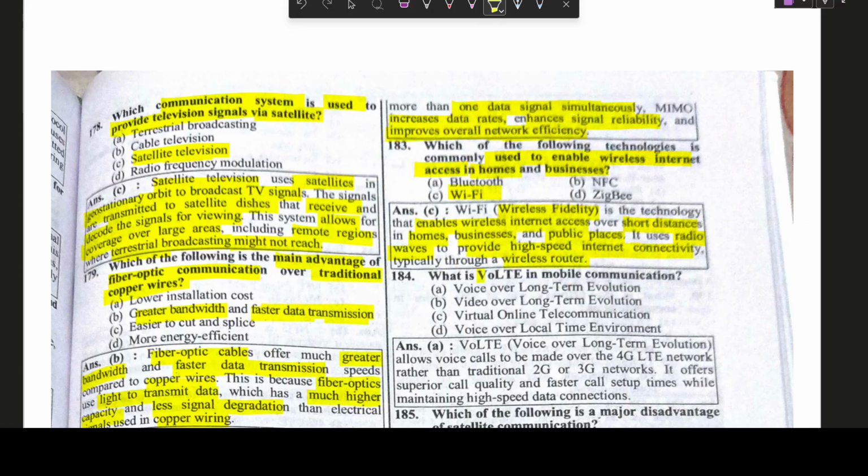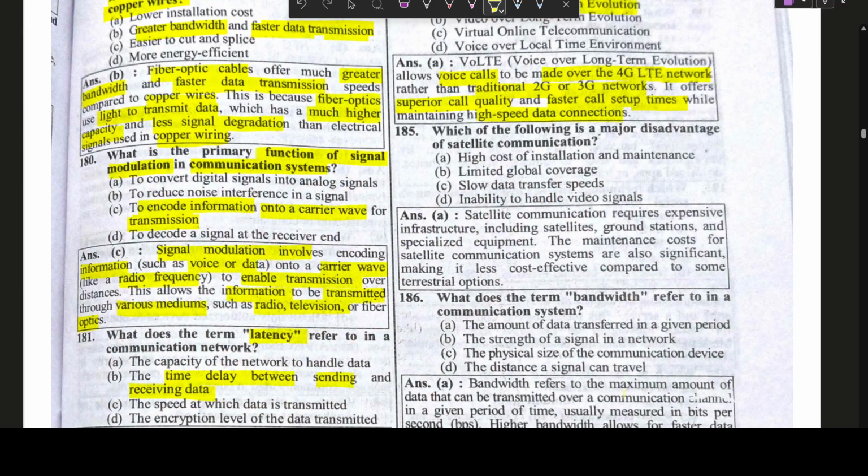So voice over LTE, mobile communication, is voice over long term evolution. It allows voice calls to be made over the 4G LTE network rather than traditional 2G and 3G networks. It offers superior call quality, faster call setup times, while maintaining high speed data connection.